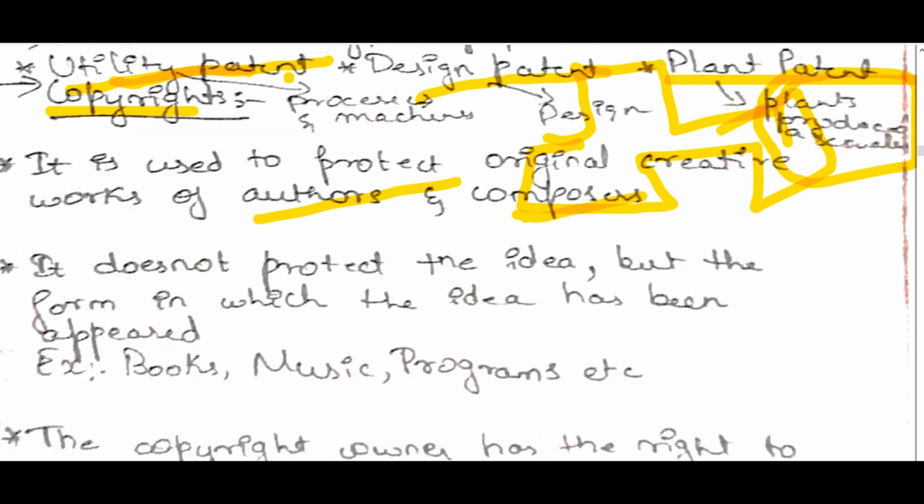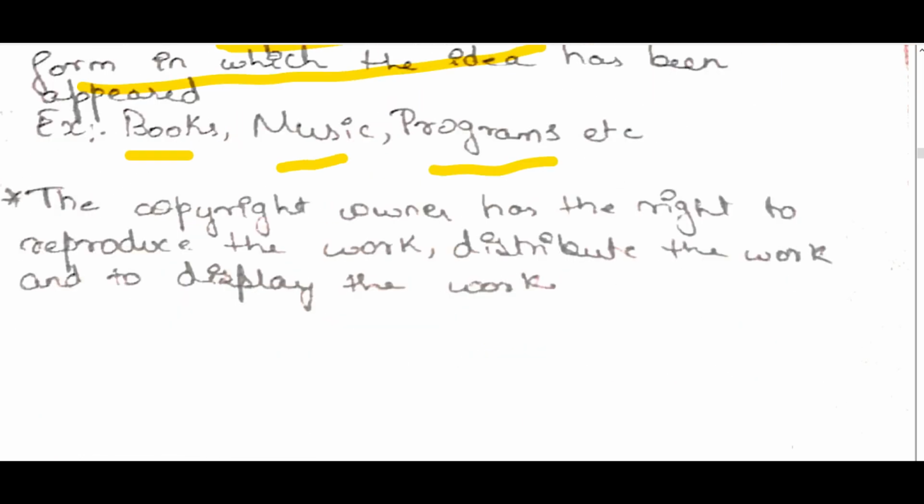It doesn't protect the idea, but the form in which the idea has appeared, like books, music, programs, etc. It protects the form in which the idea is present. The copyright owner has the right to reproduce the work, distribute the work, and display the work. Like T-Series recreates old music, distributes it with the help of Spotify, Amazon Prime Music, etc., and displays the work.